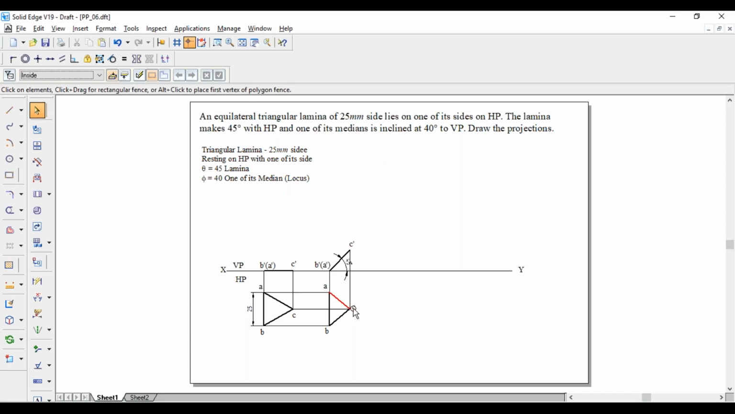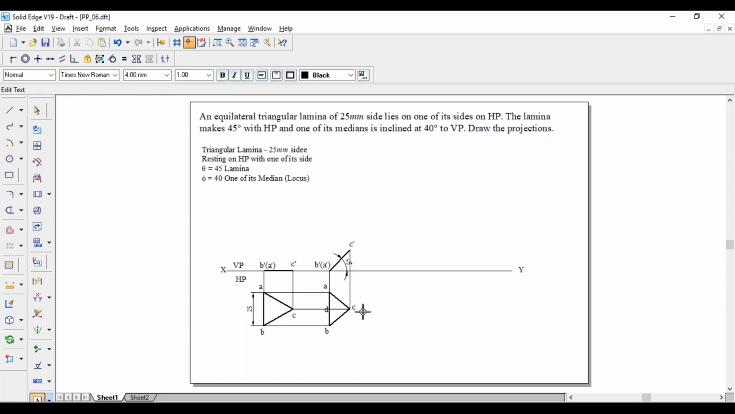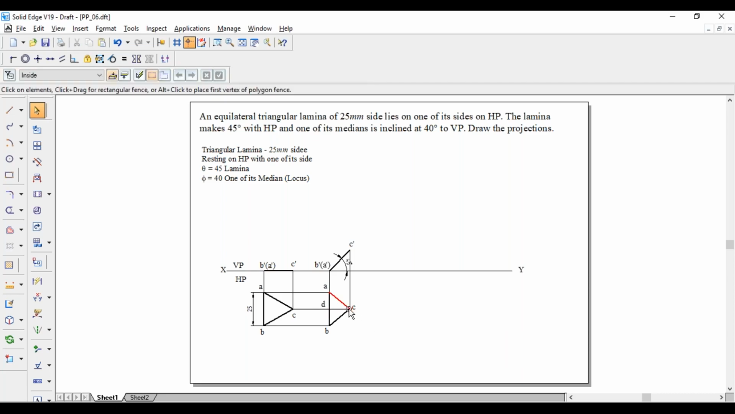So what is a median? From the corner to the opposite side's midpoint, that will be the median. If you say this as G, and this is D, this is a corner, and from this corner to the midpoint of this line, this is D. This CD will be the median for this triangle. If you consider this triangle, I will draw from this corner to the midpoint of this line or edge. So this has to be a thin line.